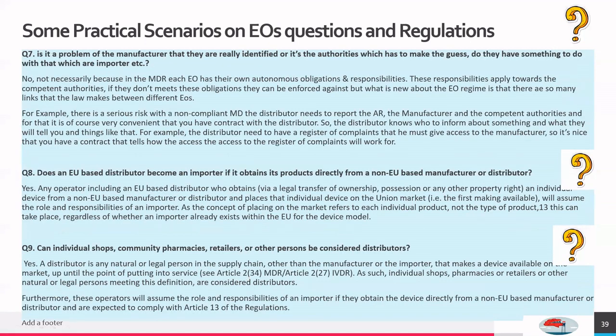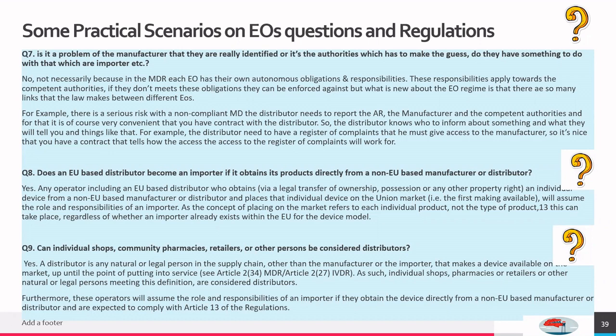This is the last slide of the questions, and from my end, next we'll go to our brainstorming discussion of 3 case studies. Is it the problem of the manufacturer that they are really identified, or is it the authorities who have to make the case? Or do you have something to do with that, which are importer, etc.? No, not necessarily, because in the MDR, each economic operator has their own obligations and responsibilities. These responsibilities apply toward competent authorities. If they don't meet these obligations, they can be enforced against.